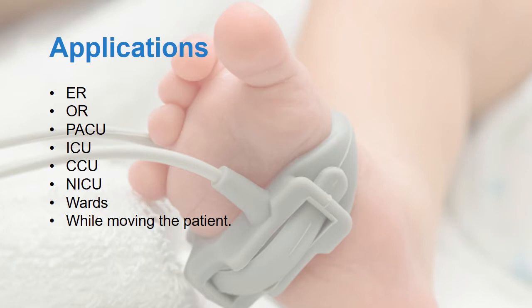By application, I mean where I can apply a pulse oximeter and how I can utilize it in hospital settings and out of hospital settings. In hospital, we can use it in the emergency room, operation theater, post anesthesia care unit, intensive care unit, cardiac units, neonatal ICUs, and general wards, of course. Also while moving a patient from one hospital to another, or while moving a patient for a procedure from one place in the hospital to another. This is a required component which we utilize all the time.